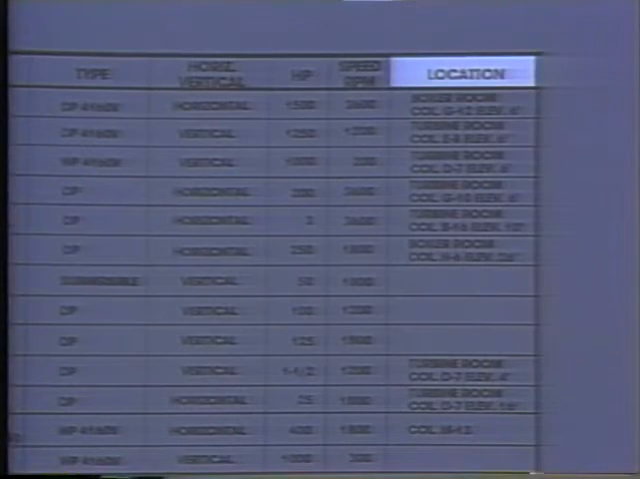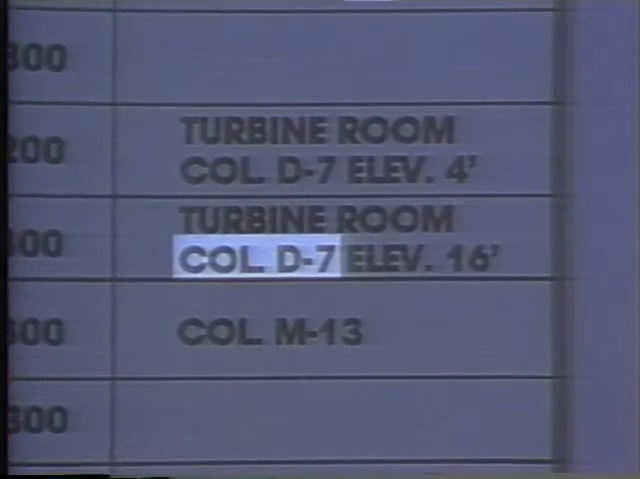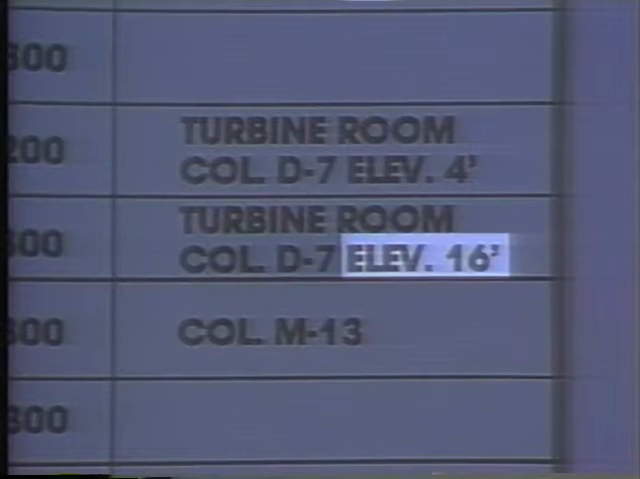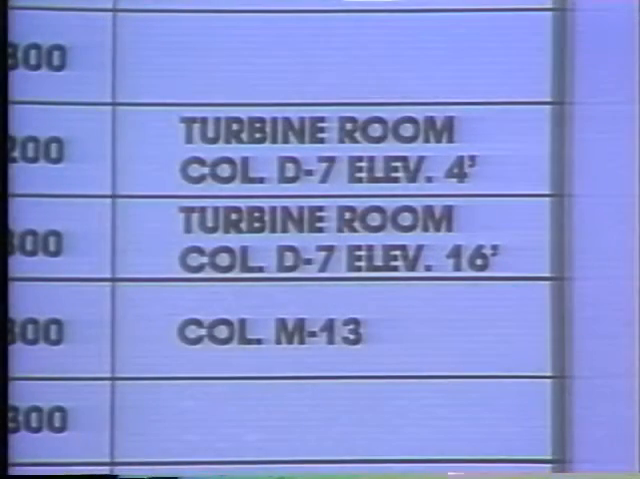The last column lists the motor location. The column number gives the column location for the motor in this plant. The motor location will also usually be given in terms of elevation. We'll discuss elevation in another segment.